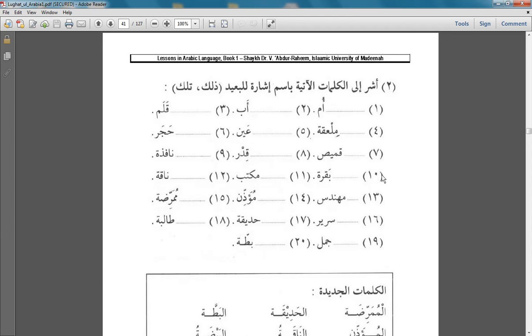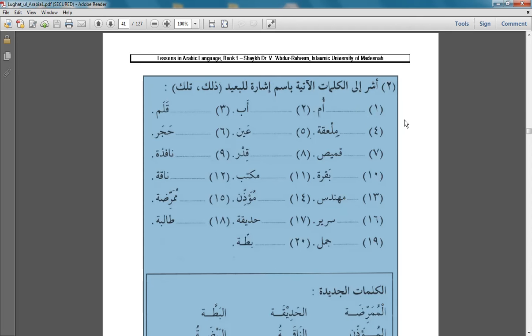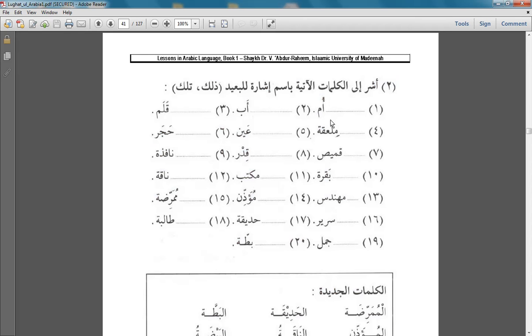This exercise is basically using Ismul Ishara Ba'id, masculine and feminine, depending on the word that you are describing. Okay, so dhalika or tilka are the words that you're going to be using. Tilka obviously for feminine and dhalika for masculine. So ummun obviously means mother, so this is female. Tilka ummun, that is a mother.